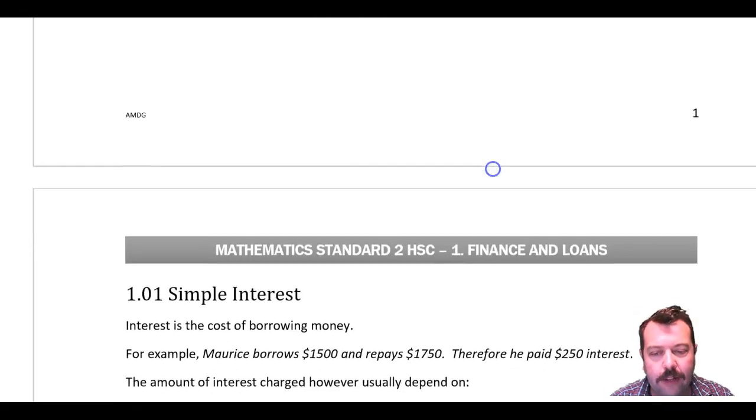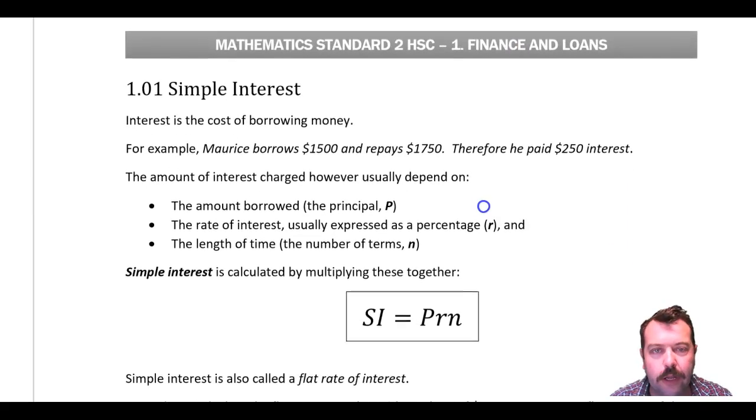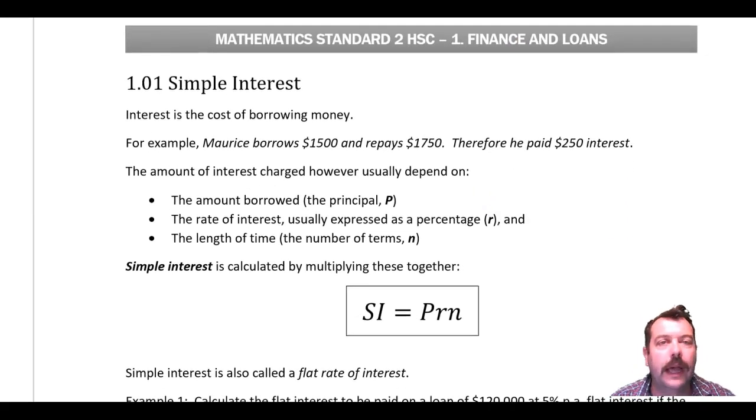The good thing about this is we've done it before. I'm sure you've seen a bit of simple interest. Some things to get across. Interest: the cost of borrowing money. You borrow $1,500, you pay back $1,750. The difference between what you borrowed and what you repaid is $250, so it's $250 interest.